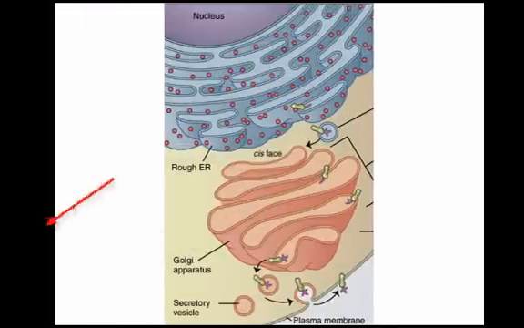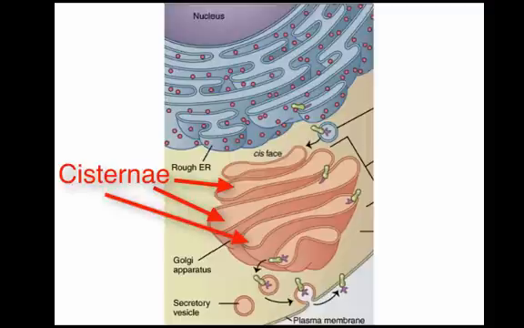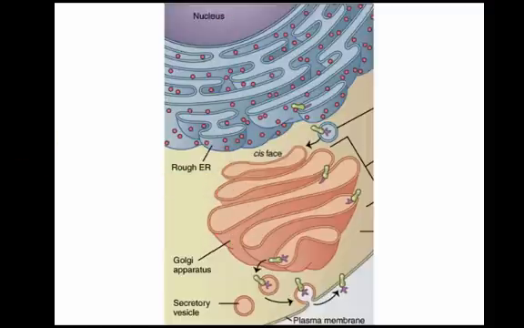They are actually stacks of flattened membranes called cisternae. The Golgi apparatus is sort of a packaging plant, and it has three basic functions. First, it modifies and packages secretions, such as hormones or enzymes, into small vesicles that will be released from the cell into the extracellular fluid through exocytosis.